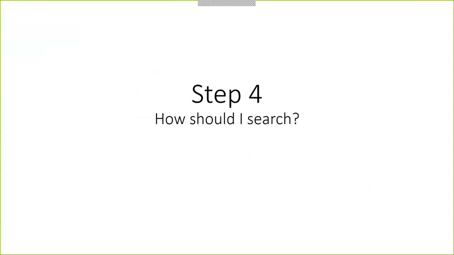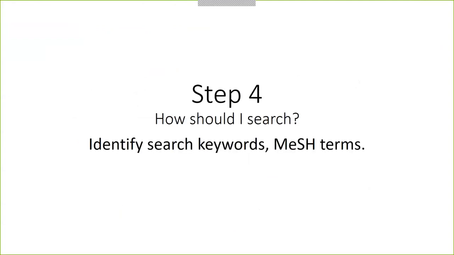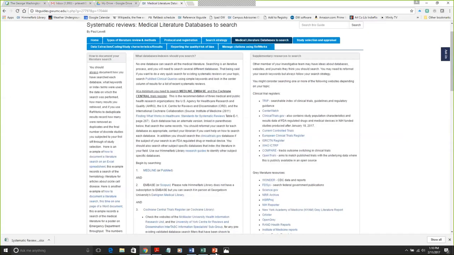The next step would be, how would you carry out your search? This is where you need to identify your search keywords. And so this is something that, as I say, you can generally do by reading around the topic, reading existing review articles that have already been published out there. But you may also wish to identify search terms that are specific to the databases that you're trying to search. And so let's just go out and have a look at an example of that.